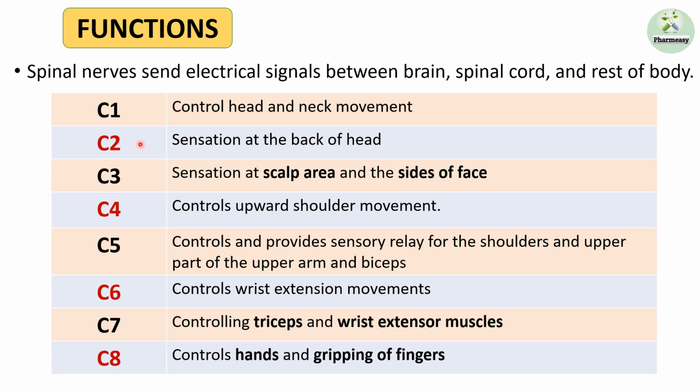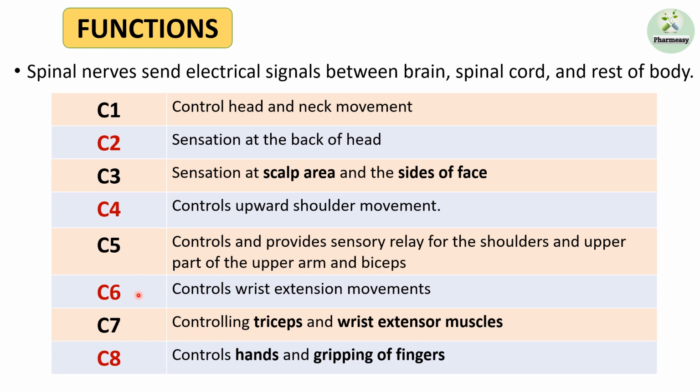C2 nerve stimulates sensation at the back of head. C3 nerve stimulates sensation at scalp area and the sides of the face. C4 nerve controls and provides sensory relay for the shoulders and upper part of the upper arm and biceps. C5 nerve controls the deltoid muscles of our shoulder and biceps. And deltoid means movement of the arm at shoulder away from midline.